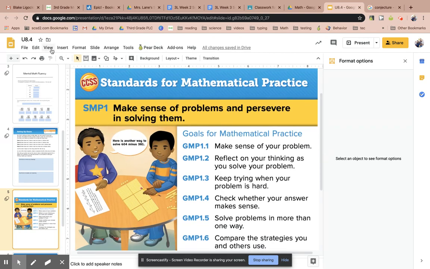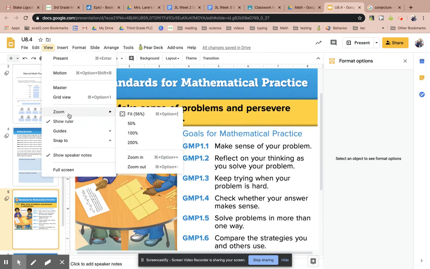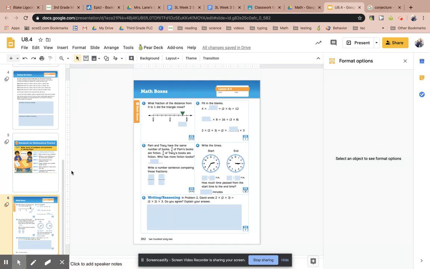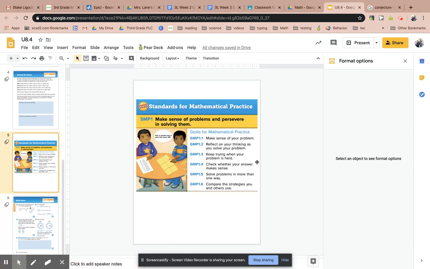Okay, let's look at this over here. And I'm going to go ahead and change my view because it's a little too zoomed in. So I'm going to ask it to zoom out a little bit for me. There we go. Now this is standards for mathematical practices. So it says making sense of problems and persevere in solving them.